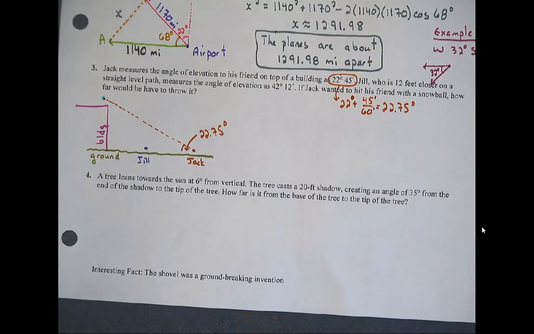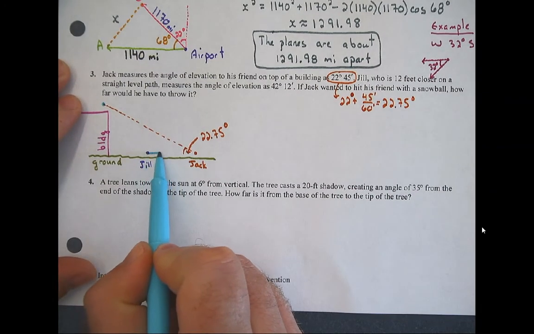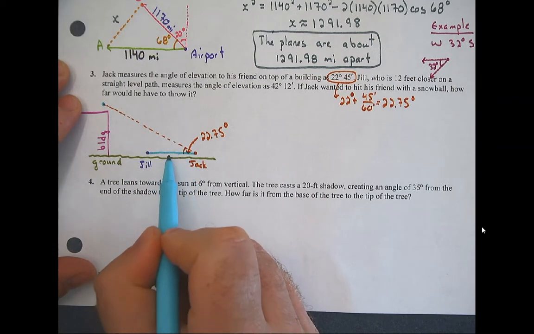Then we have Jill, who's 12 feet closer. So let's draw that in there. So the distance between Jack and Jill ends up being 12 feet.